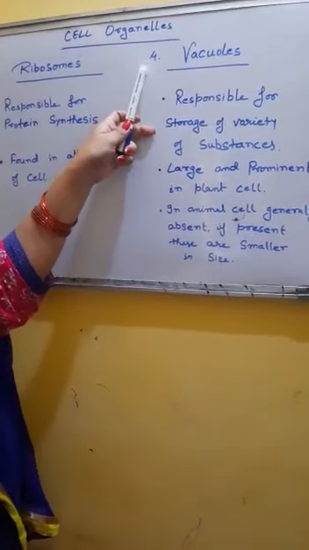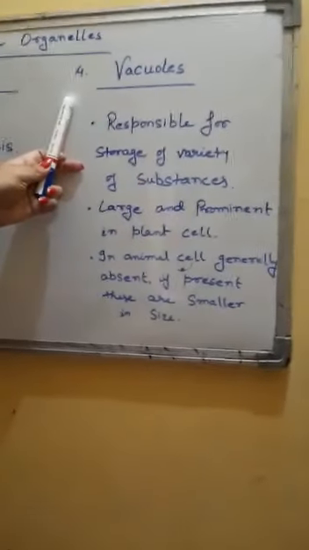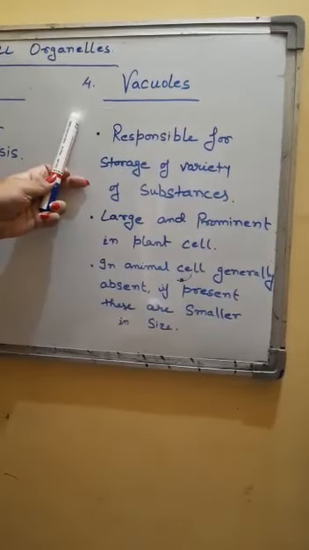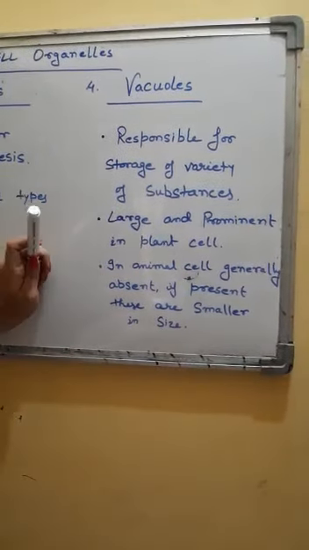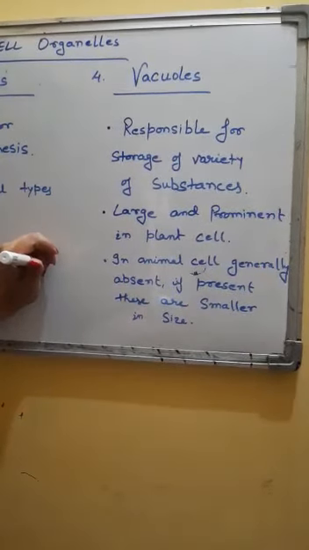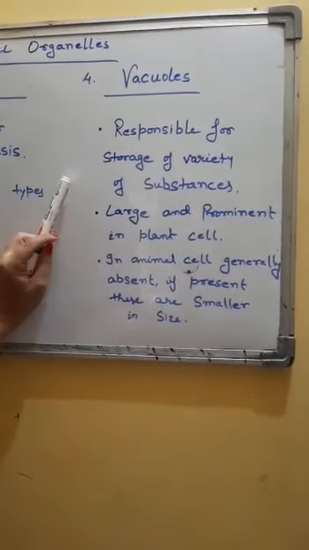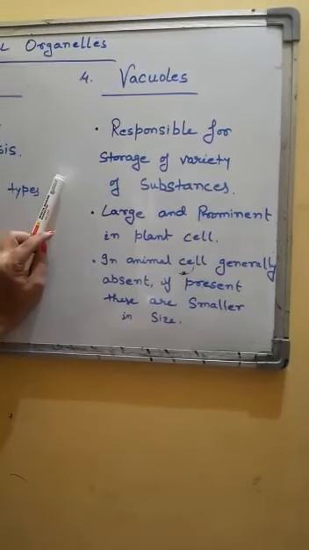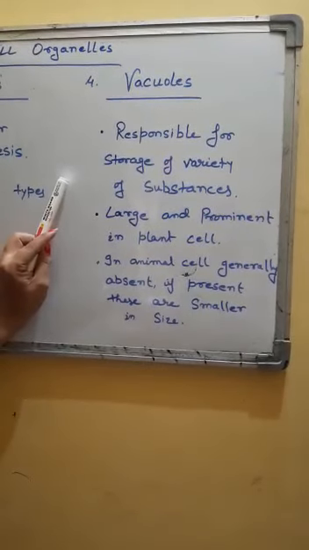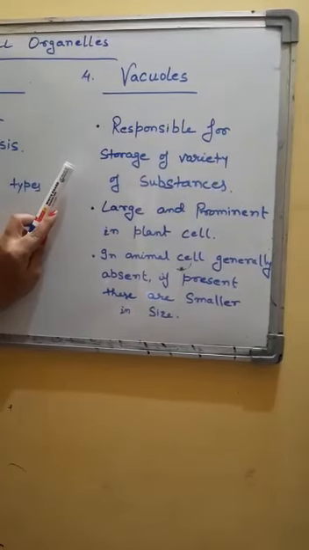The next cell organelle is vacuole. Vacuoles are storage bubbles found in cell. Generally, vacuoles are present in plant cell. There, as much as 90% of the volume of plant cell may be occupied by a single vacuole. So, in a plant cell, a single very large sized vacuole is present which may occupy 70 to 90% of the total cell space. Vacuoles are generally absent in animal cell.